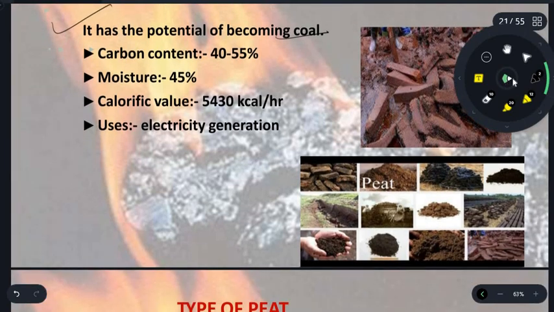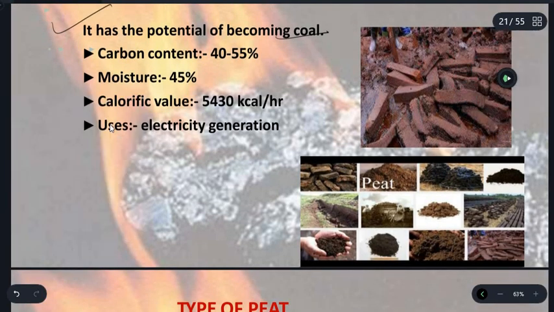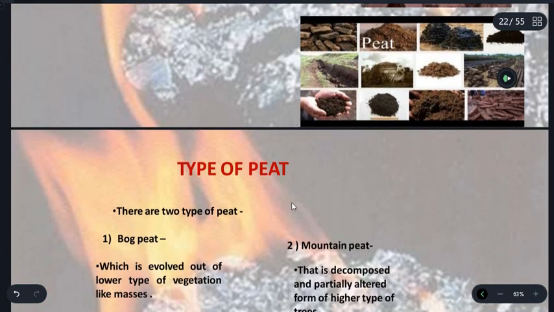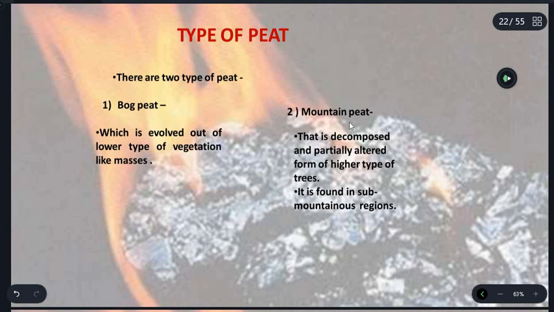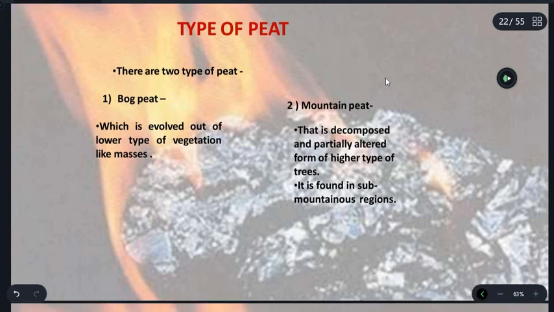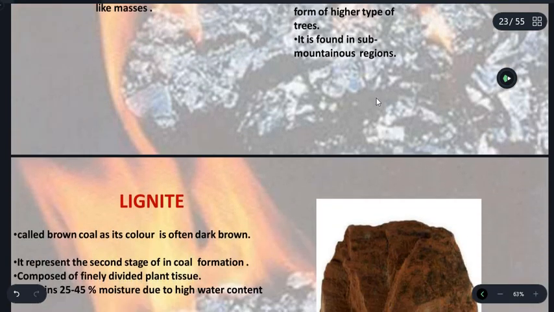Why peat is used for electric generation. And types of peat: one is bog peat, one is mountain peat. What is in bog peat? It evolves from vegetation cover. And what is mountain peat? It is decomposed and partially altered, and normally it is found in mountainous areas. Found in the mountainous area, therefore we call it mountain peat. Okay, clear? And now lignite.